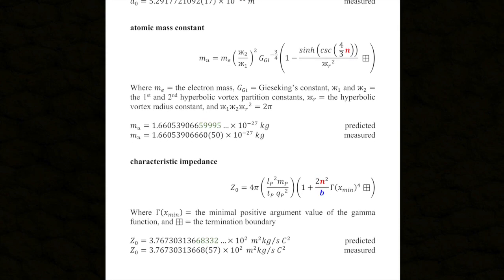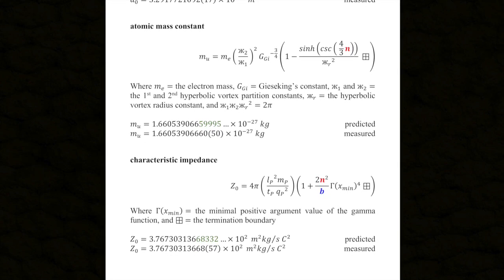The characteristic impedance has a primary action that defines a sphere, 4 pi, and a terminal action that's 2n squared over b times by the gamma of x min to the 4th power, where gamma of x min defines the minimal positive argument value of the gamma function. So it's a special point in the gamma function. You have the gamma function landscape, and that's the special point of the gamma function.